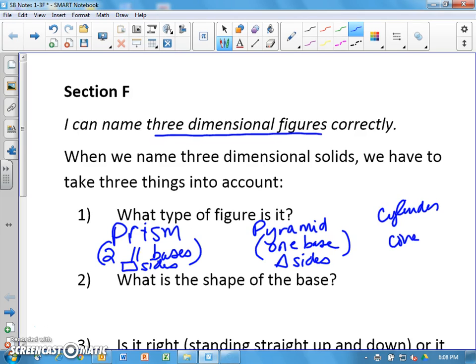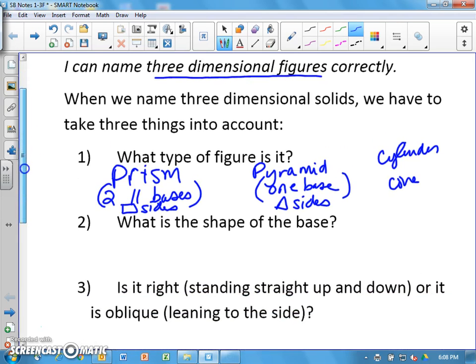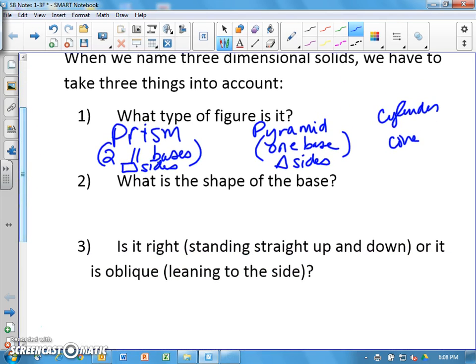The next thing you have to figure out, especially when it's a prism or pyramid, is what is the shape of the base. As we move on, that's going to become very important. After that, you need to consider, is it right, meaning standing straight up and down, or is it oblique, leaning to the side?